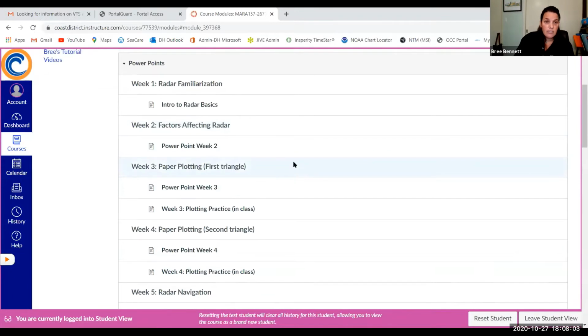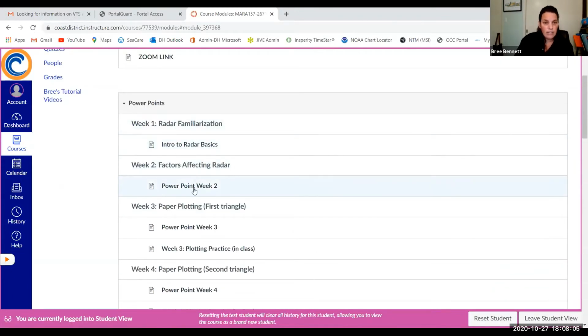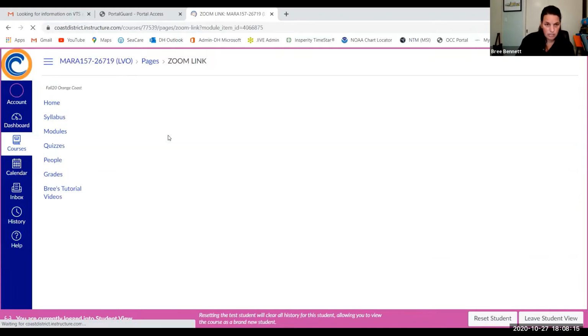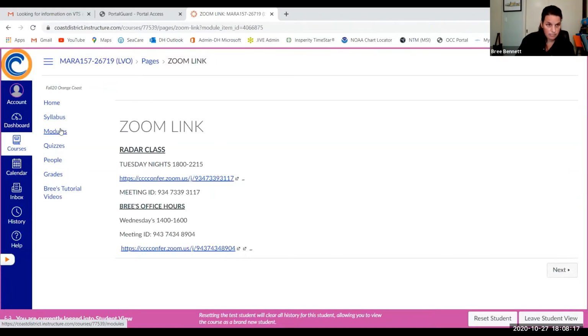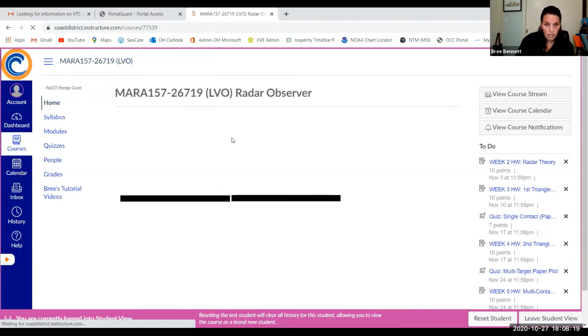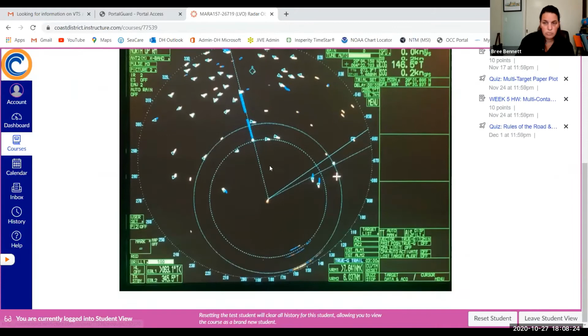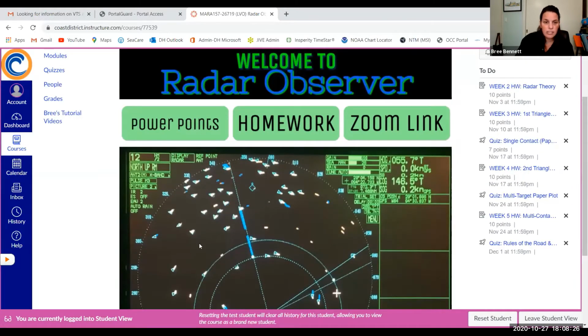As far as the other stuff on Canvas goes, you'll have your PowerPoints, your Zoom link. Let's see. Did I put the other ones here? No, I didn't. Okay, that's pretty much all I had on that.